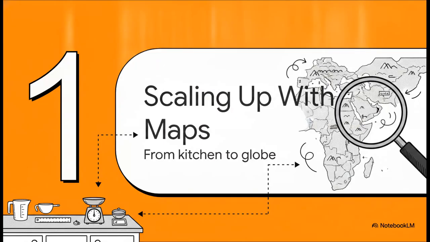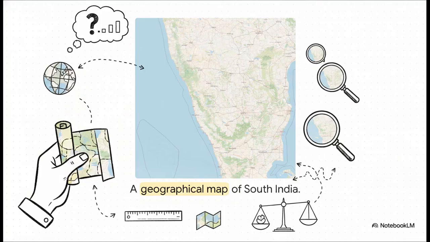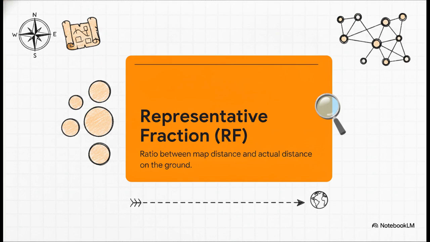Section 1. Scaling up with maps. Now, taking this basic concept totally out of the kitchen, have you ever actually stopped to ask yourself how cartographers managed to take thousands of kilometers of rough terrain and literally shrink them down into something that fits right in your hands? They use the exact same proportional reasoning we just used for our breakfast, just scaled up to a massively different level. The crucial trick is how they express this scale using a representative fraction, or RF for short.